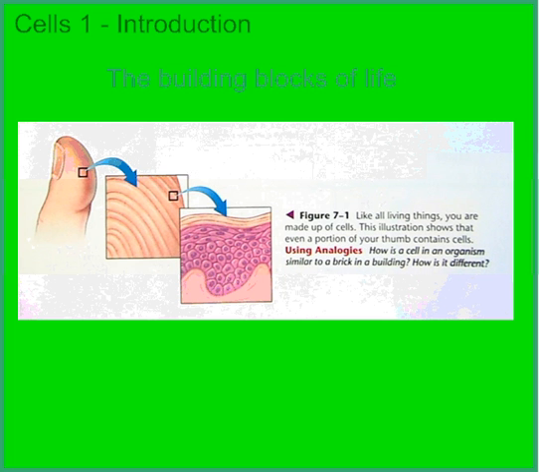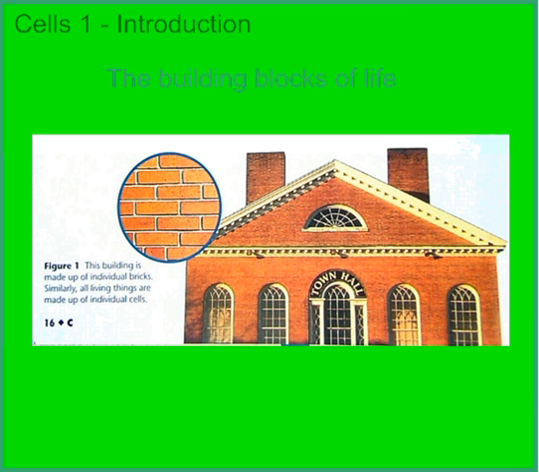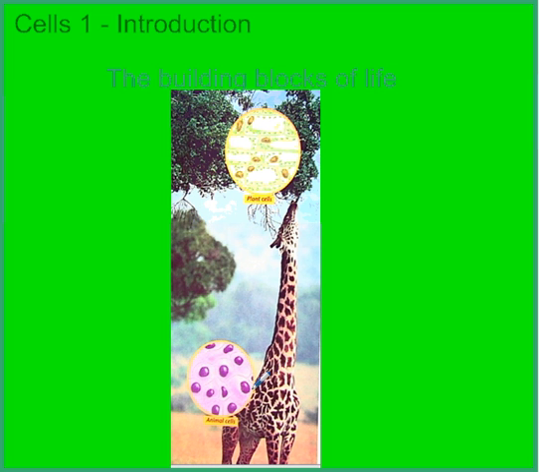If you look at this diagram here, we see a person's thumb. As we zoom in and magnify, we can see more detail. And as we move smaller and magnify further, we can see all the tiny little cells that the person is made of. Like the individual bricks in this building, living things are made up of individual cells. And what's true for animals, that they're made up of cells like you and me and this giraffe, plants are as well. All living things are made of cells.